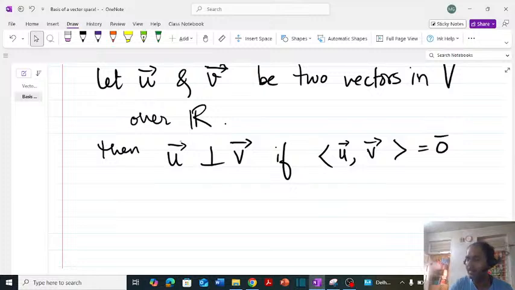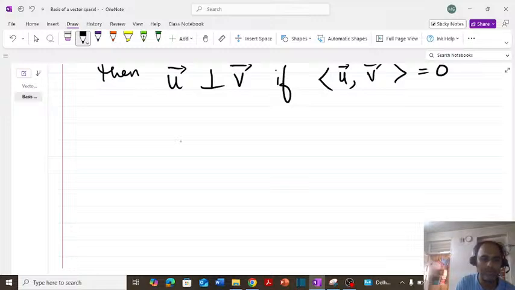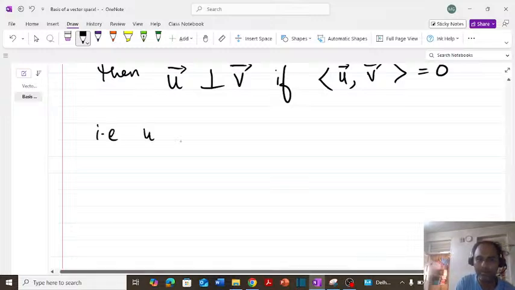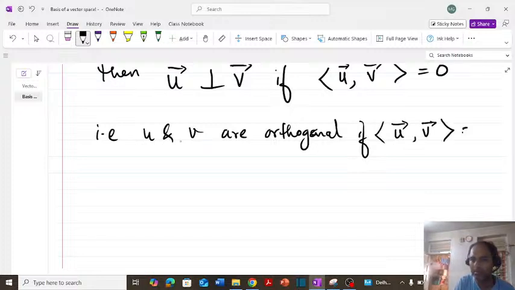All right, so here is the thing. That is, u and v are orthogonal if the inner product of u bar and v bar is 0.